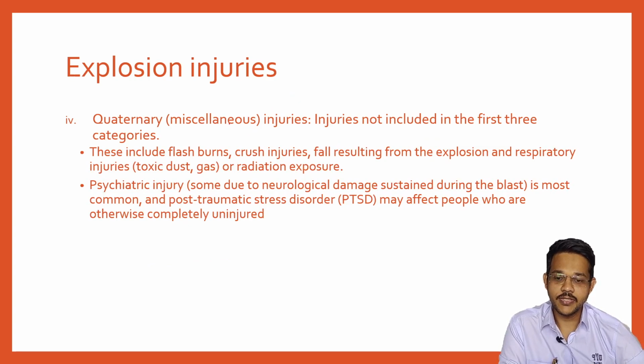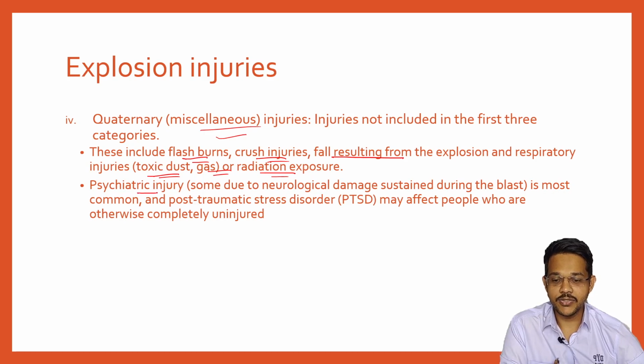Then quaternary injuries. These are miscellaneous injuries which do not come under primary, secondary, or tertiary injuries. So any injury not included in the first three comes under quaternary injuries. This includes flash burns because of heat. There may be flash burns, crush injuries, and falls resulting from the explosion. Because of the explosion, the person may fall. Respiratory injuries are caused by toxic dust, gas, or radiation exposure. All these types of injuries come under quaternary injuries.